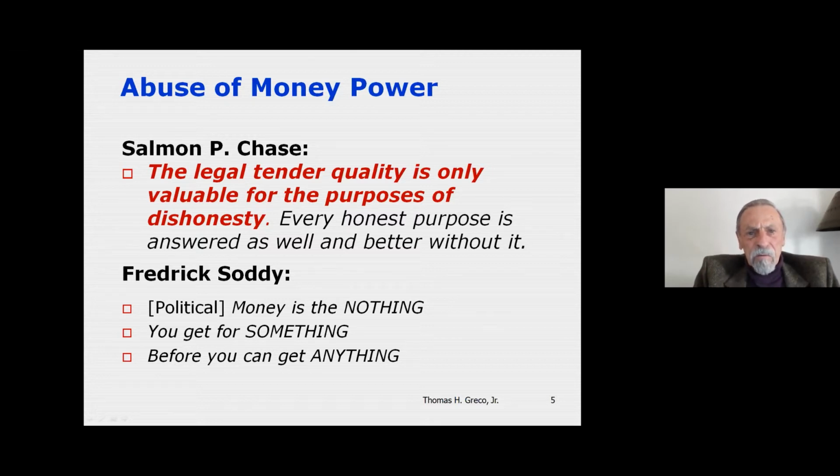Salmon P. Chase was overseeing this process, but later on, he was named to the Supreme Court. And as a Supreme Court justice, he said, the legal tender quality, that is what gives political money its force, is only valuable for the purposes of dishonesty. And that is true. If a currency needs to stand on its own merits as a value claim, then it should not have legal tender status. A government, if it's an issuer of money based on its anticipated tax revenues, it of course is required to accept its money back in payment for those taxes, but it should not dictate to private parties what they are to use as an exchange medium or means of payment.